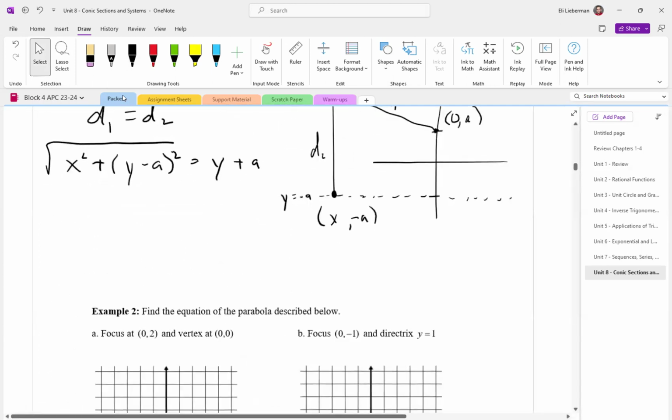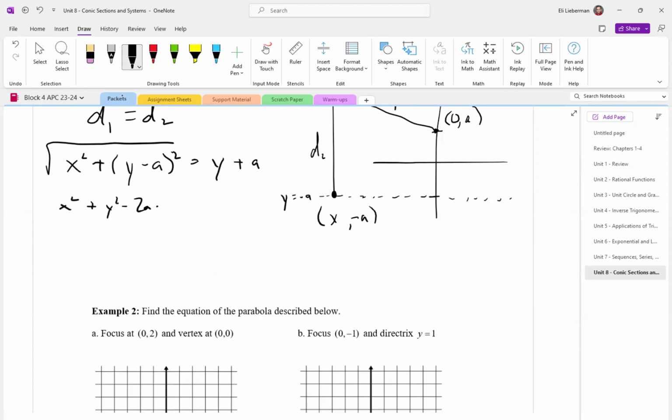Okay, who could talk me through the steps to simplify this? Yeah, Kieran. Okay, imagine that leaves you with this. I'm going to expand this: x squared plus y squared minus 2Ay plus A squared equals y squared plus 2Ay plus A squared. Might put a little separation here. Okay, and then I moved the y squared, the 2Ay and the A squared to the right side.